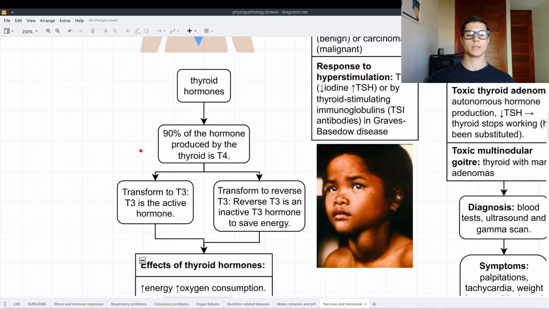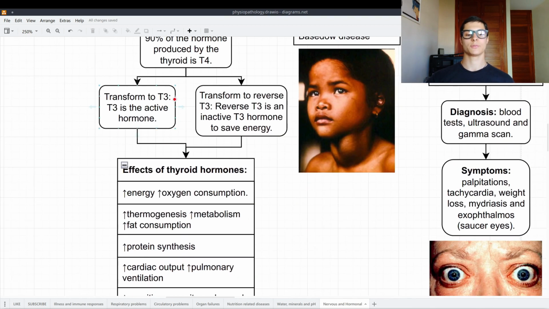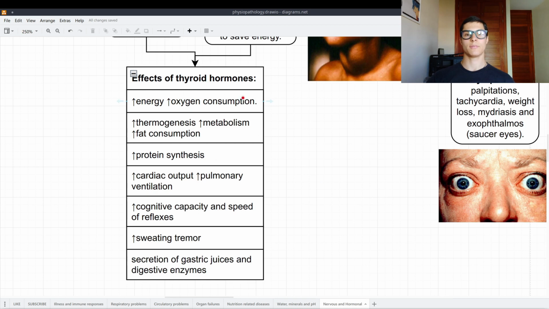The thyroid hormones, 90% of the hormone produced by the thyroid is the T4. And then it is transformed to T3, which is the active one, or transformed to the reverse T3, which is inactive and it is used to save energy. The effects of the thyroid hormones are increased energy, oxygen consumption, thermogenesis, metabolism, fat consumption, protein synthesis, cardiac output, pulmonary ventilation, cognitive capacity and speed of reflexes, sweating, tremor, secretion of gastric juices and digestive enzymes. Keep in mind that they increase the metabolism.